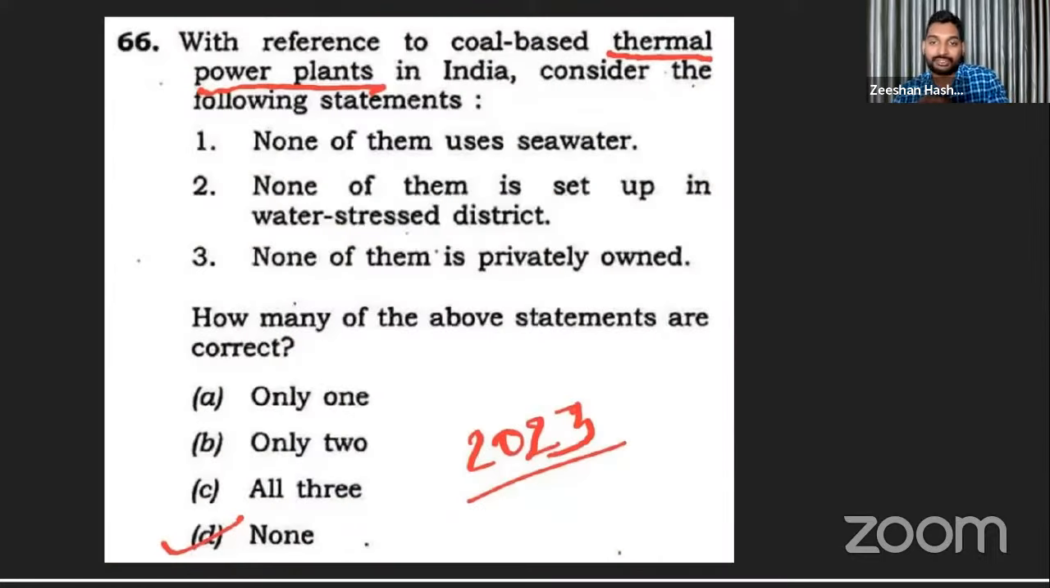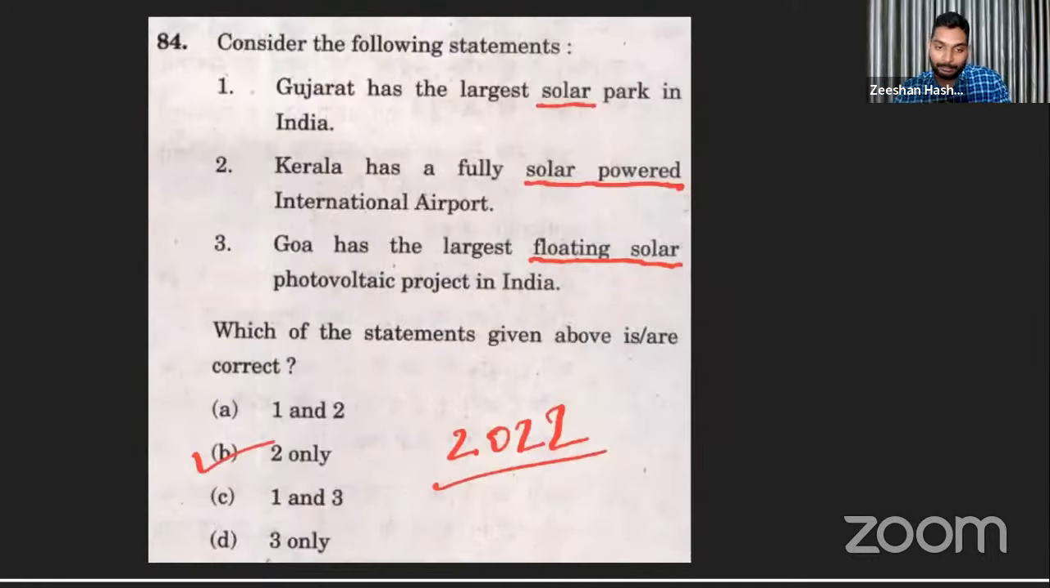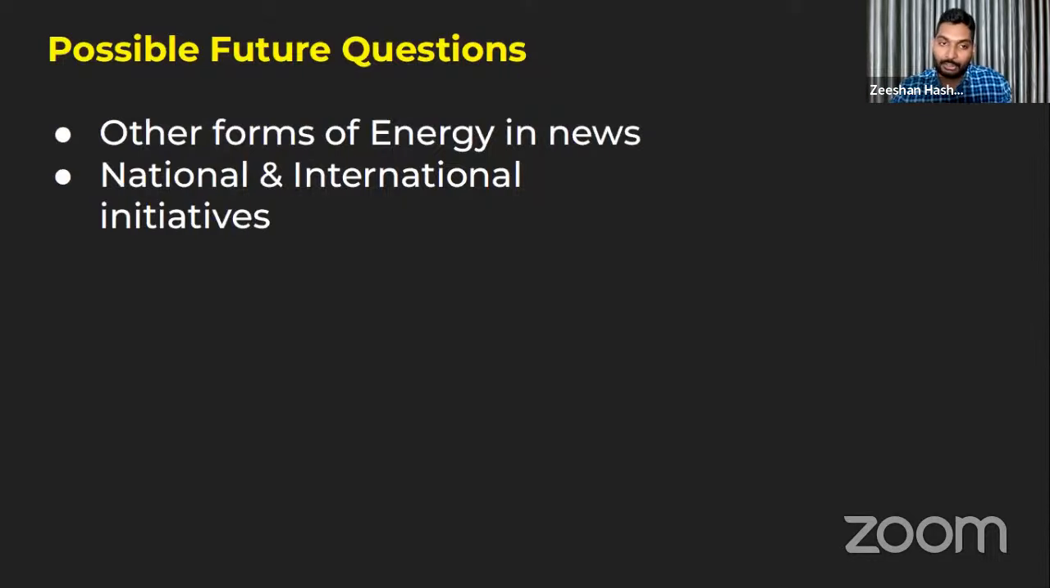In the previous question, the emphasis was on thermal power plants, which was asked in 2023, and 3 statements were given. One year ago, the emphasis was on solar power. What is the learning over here? In one year, the emphasis was on solar power. The next year, the emphasis was on thermal power. So, in keeping with this trend, a possible future question can be from other forms of energy in use.